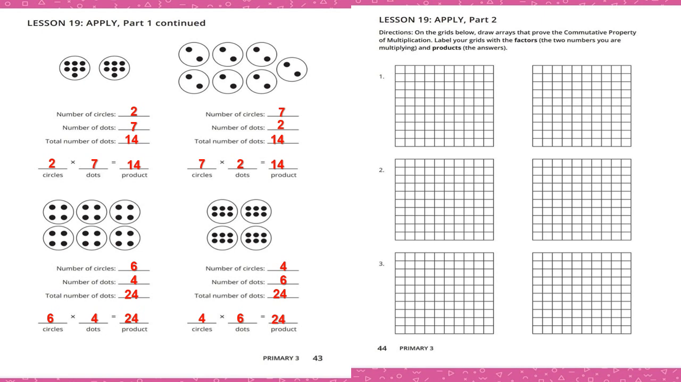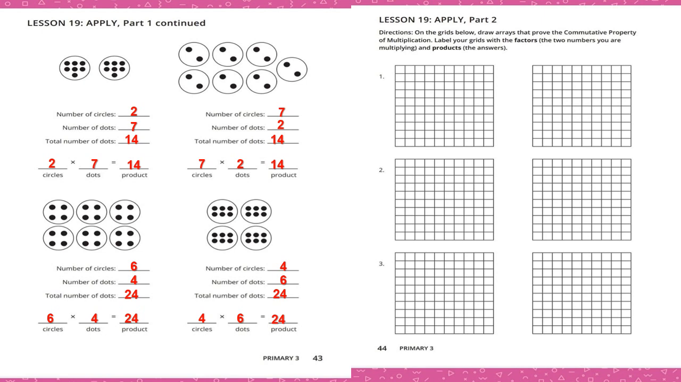Commutative property, it means 2 times 7 equals 14. 7 times 2 equals 14. Here 6 times 4 equals 4 times 6 equals 24. Then we can switch factors and the product will not change.